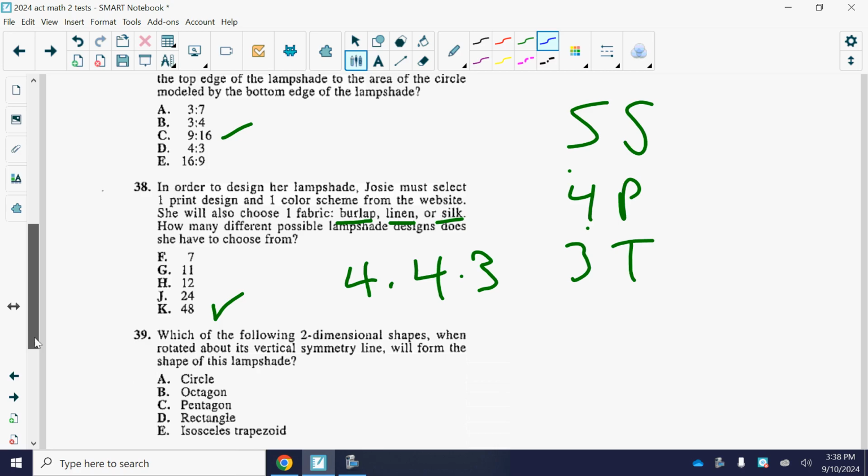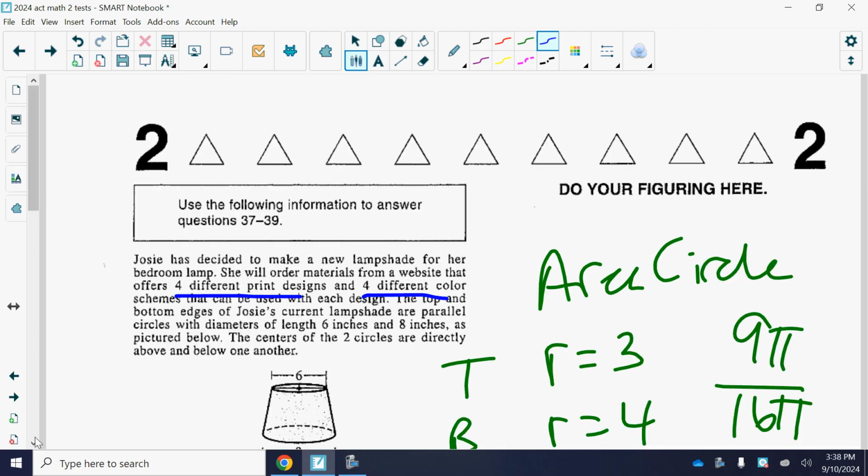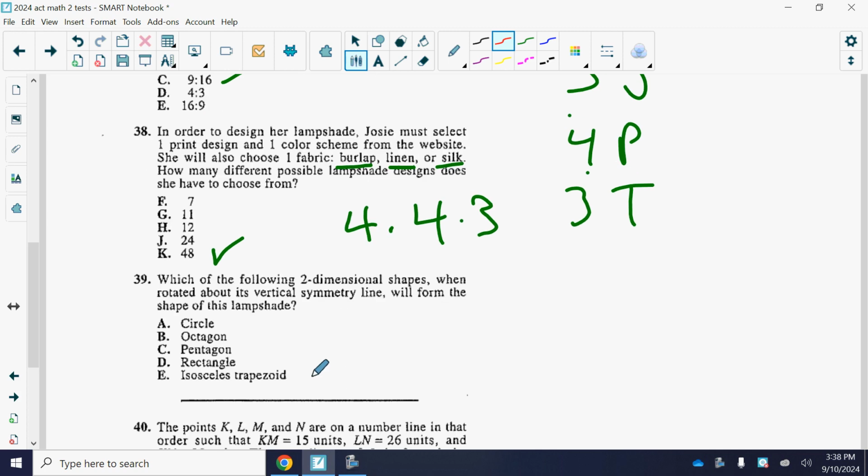When it's rotated about the vertical symmetry line, what will it form? This was hard for me. I'm not the best spatially in the world. The vertical symmetry line is this. So what am I looking at? Just pretend it's flat, and that's 2 equal sides and bases that are unequal. It looks like an isosceles trapezoid to me. Choice E.